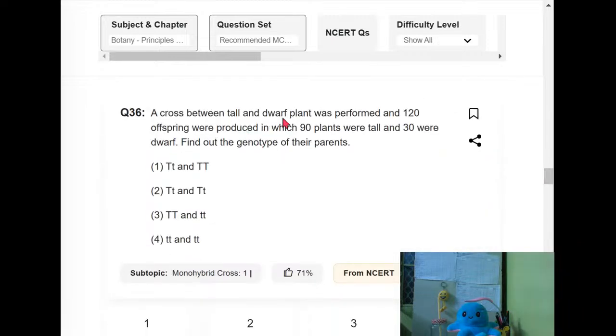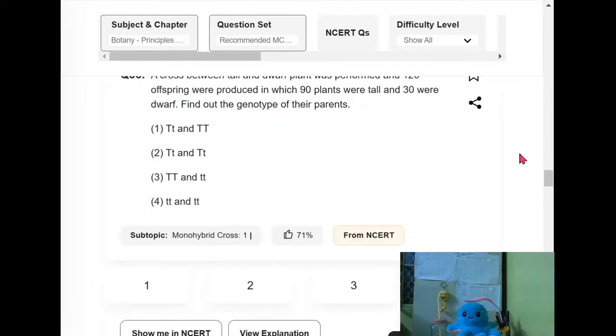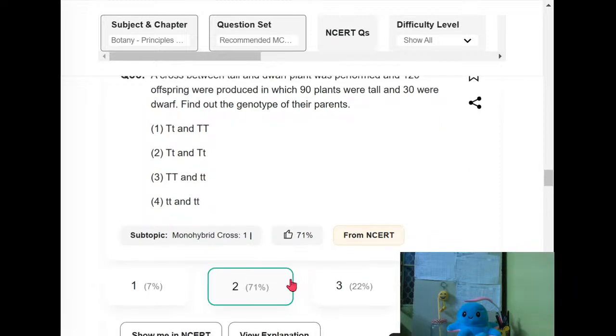A cross between tall and dwarf plant was performed and 120 offspring were produced, in which 90 plants were tall and 30 were dwarf. Find out the genotype of their parents. This is the genotype? Yes.